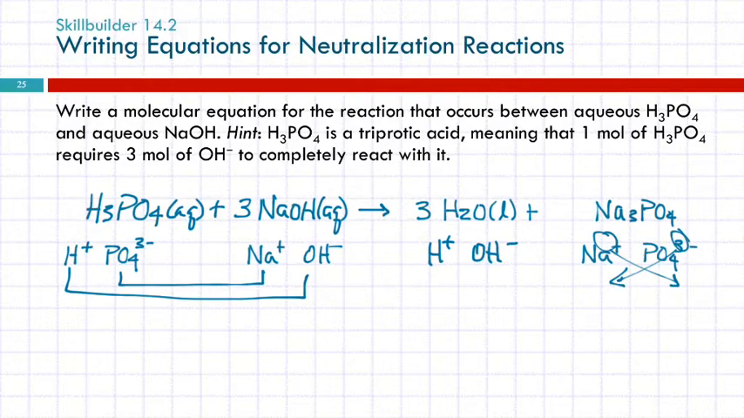So what this means when it says 1 mole requires 3 moles, that's the ratio. 1 mole of phosphoric acid would require 3 moles of sodium hydroxide to neutralize it.